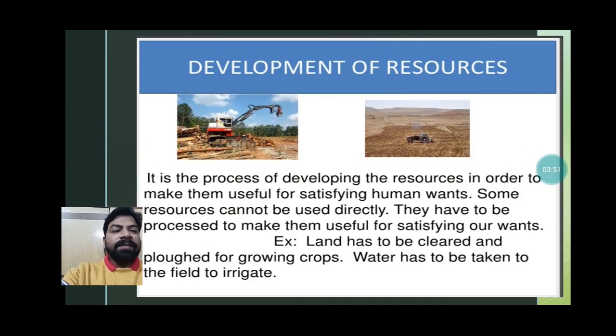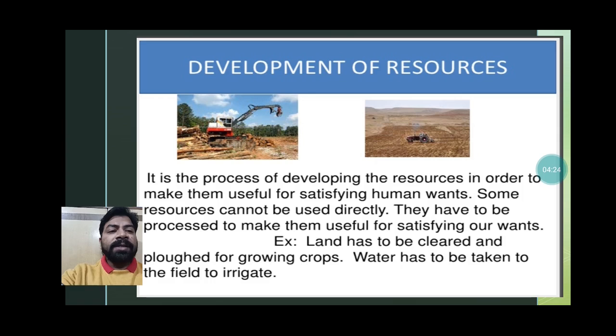So next is development of resources, that is how resources are developed. It is the process of developing the resources in order to make them useful for satisfying human wants. Some resources cannot be used directly. They have to be processed to make them useful for satisfying our wants. So development of resources means making resources fit for consumption, because some resources which are present cannot be directly utilized by humans.